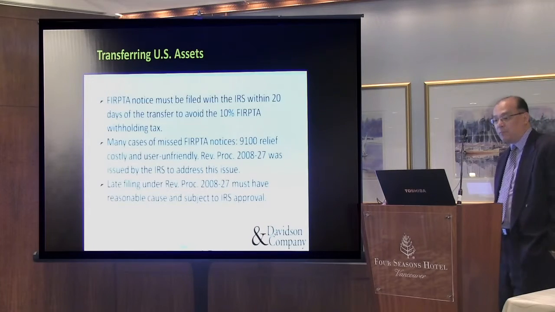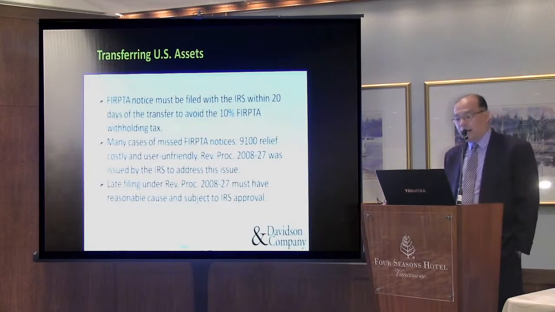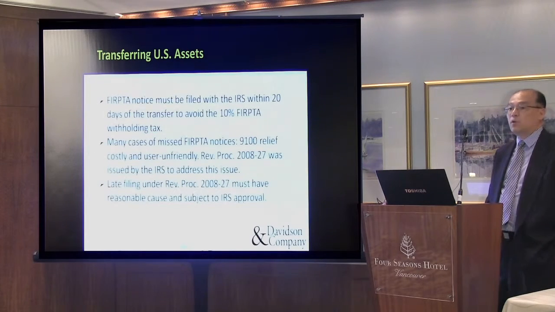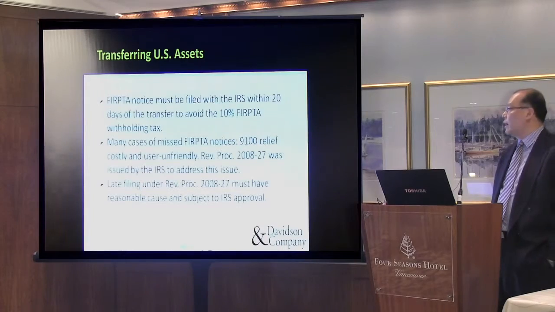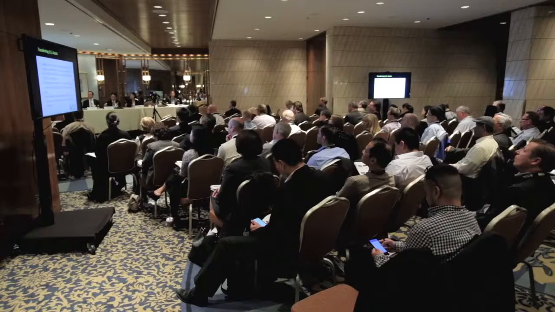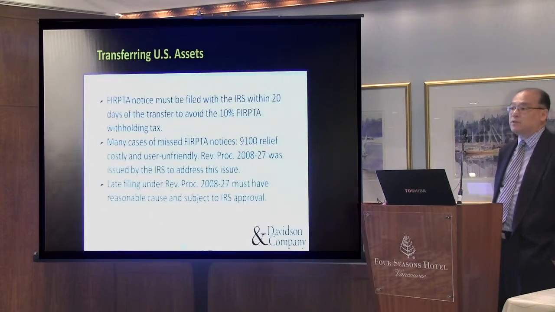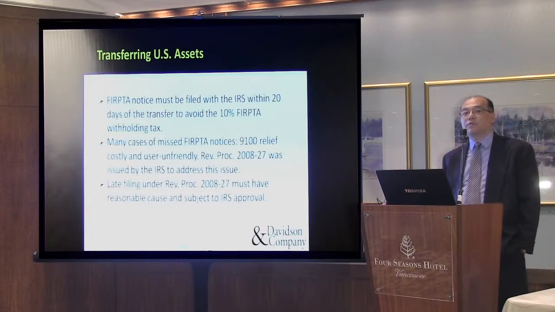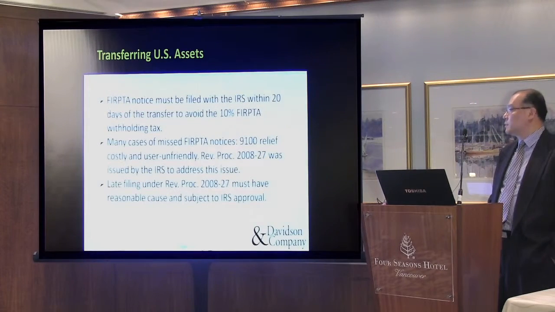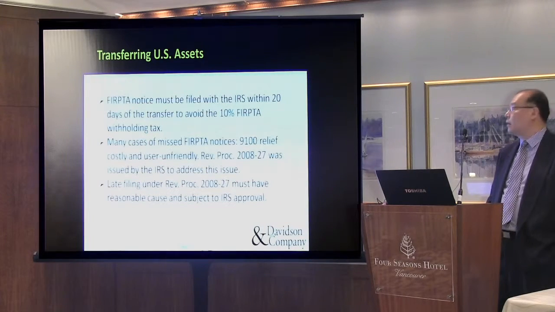And of course, Canadian companies don't really know about all that, and so there are many cases of missed notices that should have been submitted to the IRS. And in the olden days, you would have to apply to the IRS for relief under Treasury Regulation 9100, which involves a pretty substantial user fee, ranging from $2,000 to $10,000 US depending on the gross receipts of the taxpayer, and it takes a very long time.